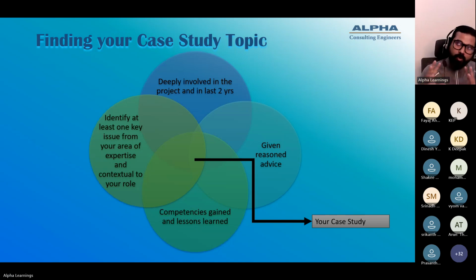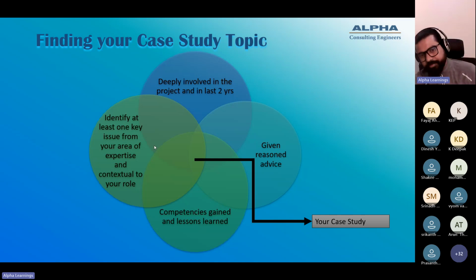It should be a core issue first. There may be some subsidiary issue related to that core issue. That's okay, that it is resulting in health and safety issues as well, or ethical issues as well. But the key issue must directly be related to the core competencies. Then, given reasoned advice.